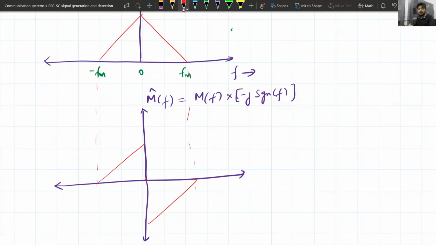this is the representation of this signal m hat(t) in frequency domain, and this is M0, this is minus M0, and same, and so on. This will be plus fm, this is plus fm and this will be minus fm.